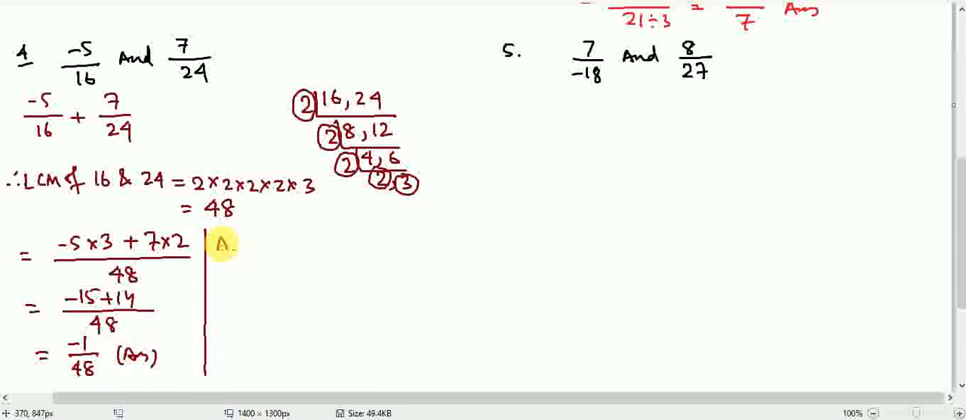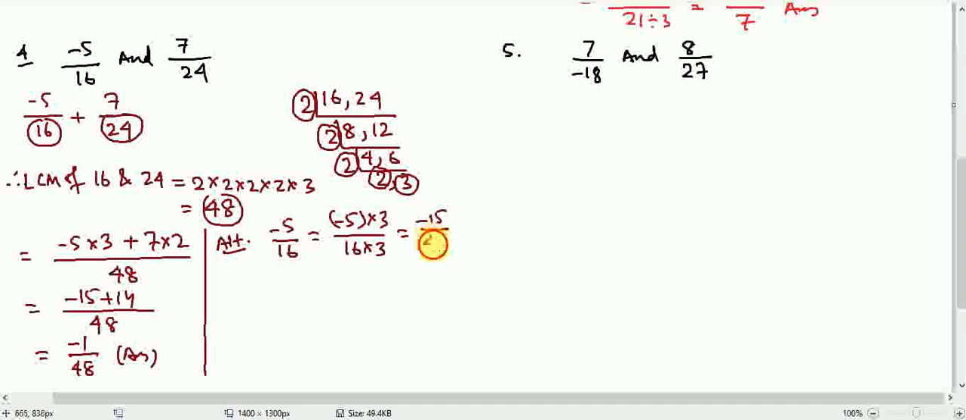Or another method, alternate method, I could first convert both the denominators to equivalent 48. How could I change this? First, minus 5 by 16 equal to, I could write minus 5 into 3, 16 into 3. Where did I get this 3? By dividing 48 by 16. Okay, this becomes minus 15 by 48.